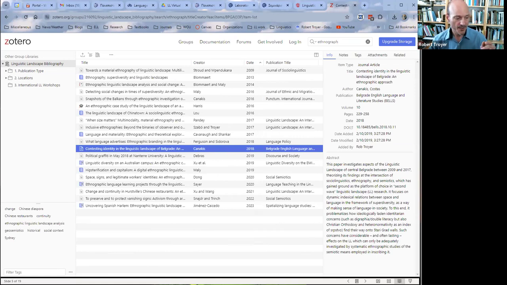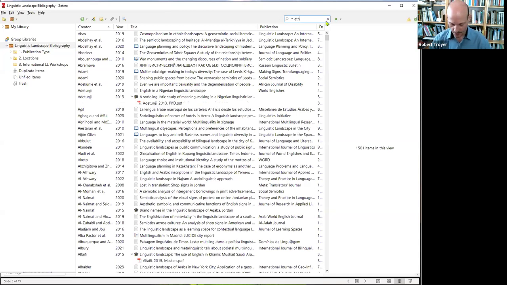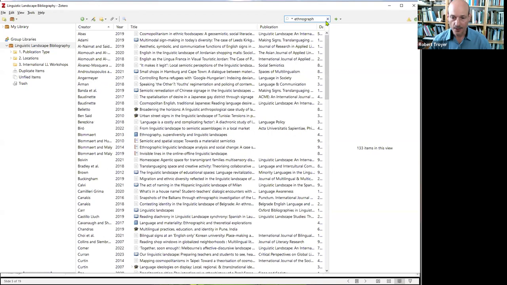But if you become a member and you download the Zotero desktop app, then you get access to the group library there. You can search not only the titles, but also all of the abstracts. So if I type in the same word, I will see 133 entries. So I highly recommend that people become a member of the Zotero Linguistic Landscape group, download the desktop version, and then you can search all of the abstracts for the references.